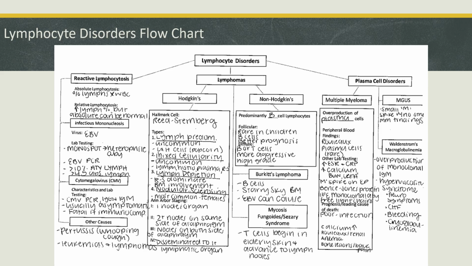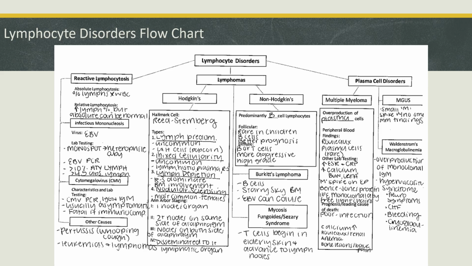And then last but not least, other causes: pertussis, aka whooping cough. Now remember, most of the time lymphocytes are associated with viruses. Pertussis is a bacterial infection, but it is the exception to the rule. And then we might also have some leukemias, some lymphomas. It just really depends on what the disease state is, what the process is, why we have this elevated lymphocyte count.